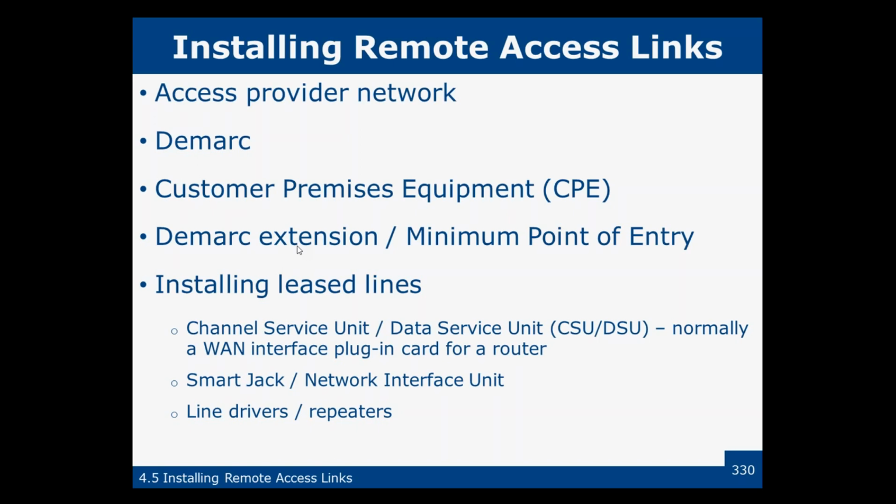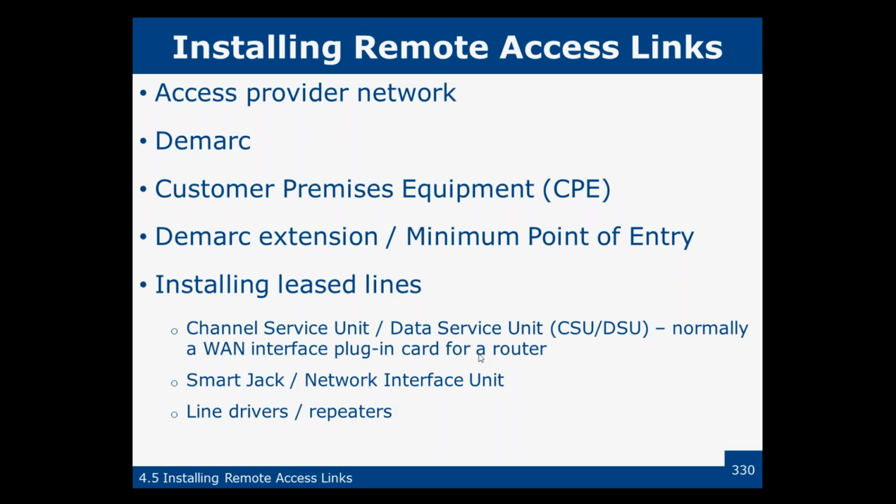Leased lines, a channel service unit, CSU/DSU, normally a WAN interface, and it's a card, a module that goes into the router, has an RJ45 connector. Typically the CSU, channel service unit, data service unit, is the device that prepares the signal for transmission on the T1 line. The Smart Jack typically terminates the T1 line, and it's got a loopback component that allows the ISP to check the line. So if you have a problem, they can actually check the line. And then we have the line drivers and repeaters.